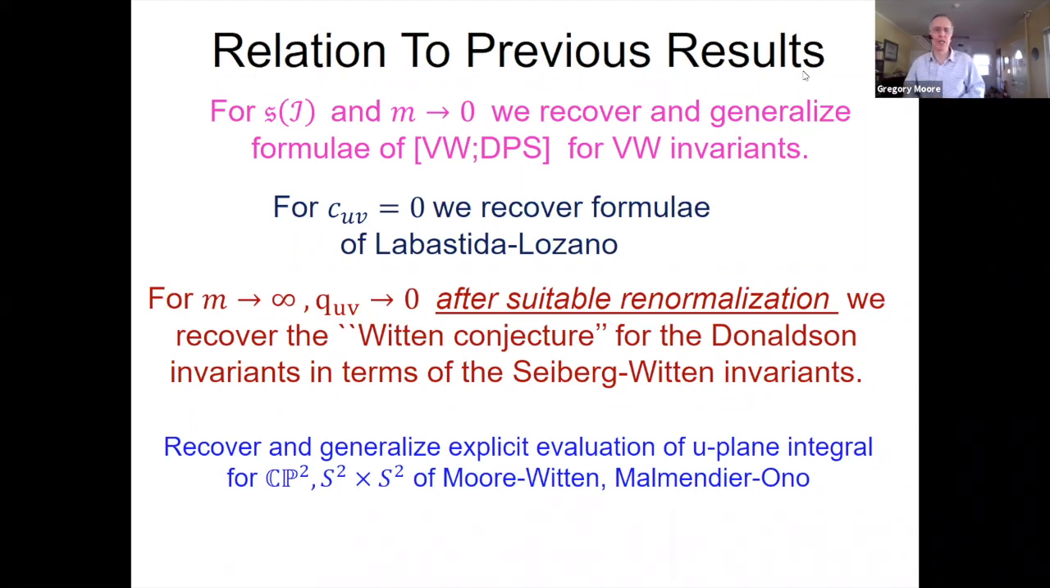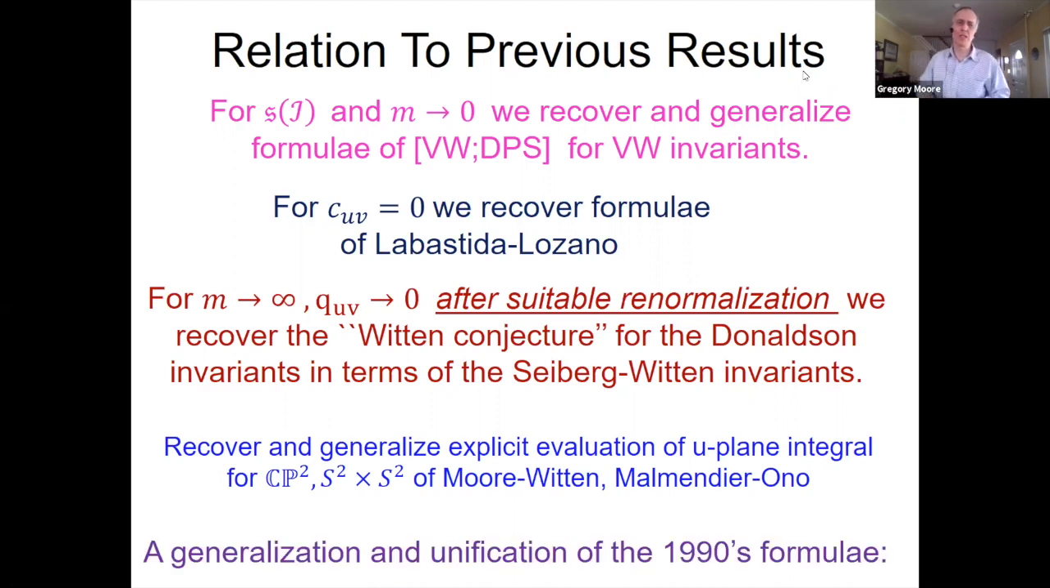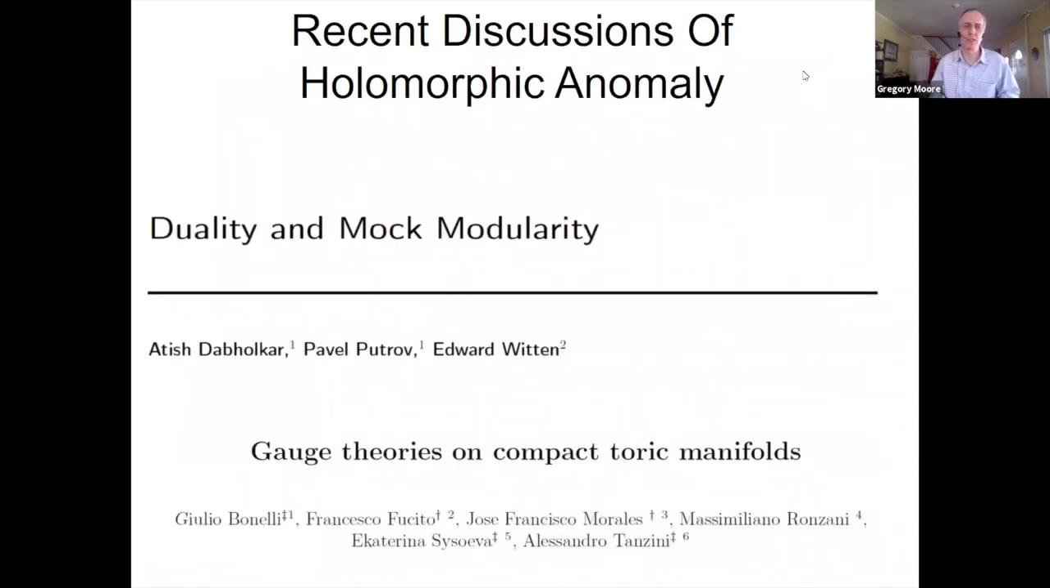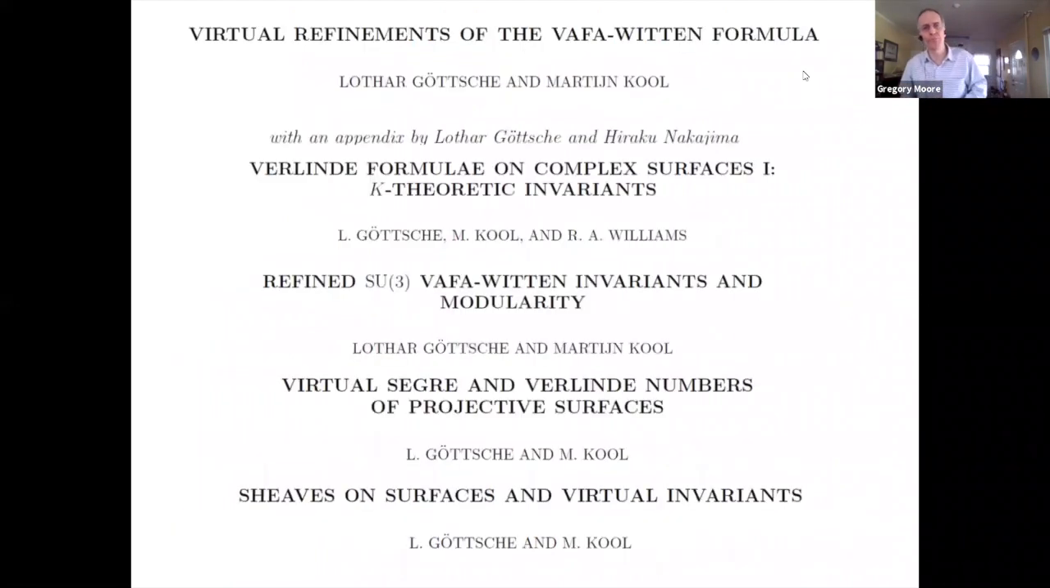The discussion on mock modular forms generalizes and, to my mind, explains much more systematically some observations about relations of the U-plane integral in special cases to mock modular forms from the 90s. And so it's a generalization and unification of these results from the 90s, but more recently, in the last year, there have been some physical derivations of the holomorphic anomaly in the Vafa-Witten theory by these two papers. So ours is an independent derivation of the holomorphic anomaly.